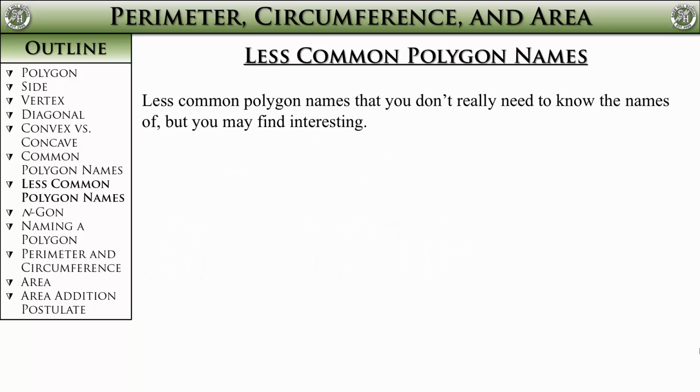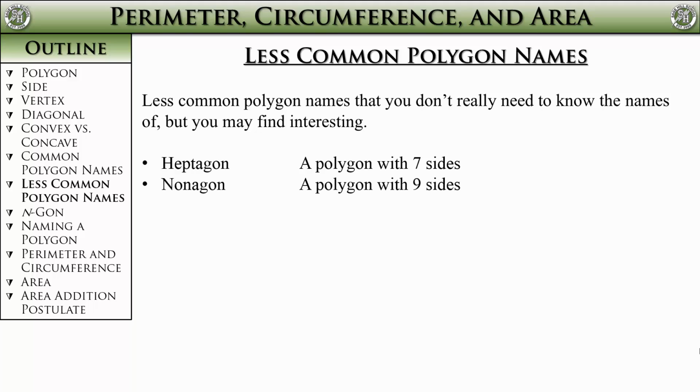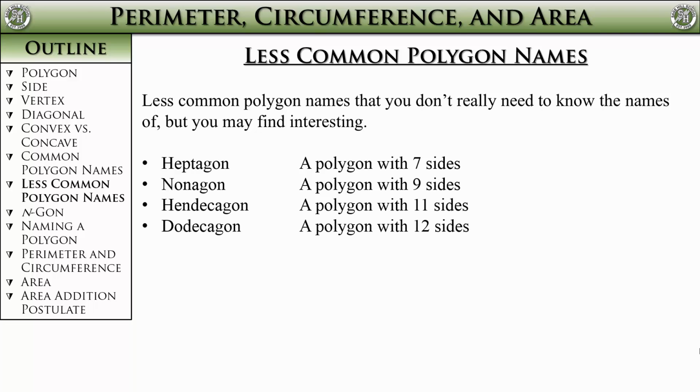Now we have some which aren't so common. You don't need to memorize the names of these, but you may find them interesting. First up, the heptagon. That uses the Greek root and is the more common term, but if you want to use the Latin root instead, it would be a septagon. Nonagon, 9 sides. Hendecagon, 11 sides. Dodecagon, 12 sides. I almost consider dodecagon for the common list. It comes up every once in a while, but that's it. So you should at least be aware of the dodecagon and be exposed to it. But the rest of them on this list are hardly ever seen at all.